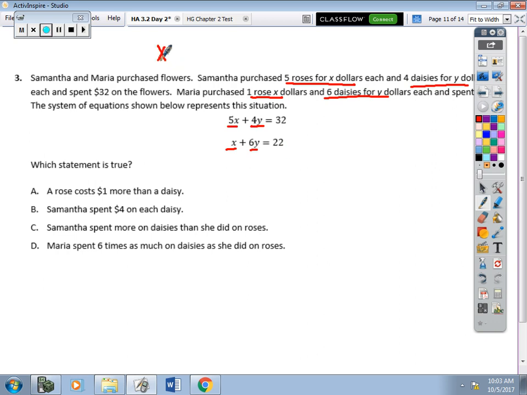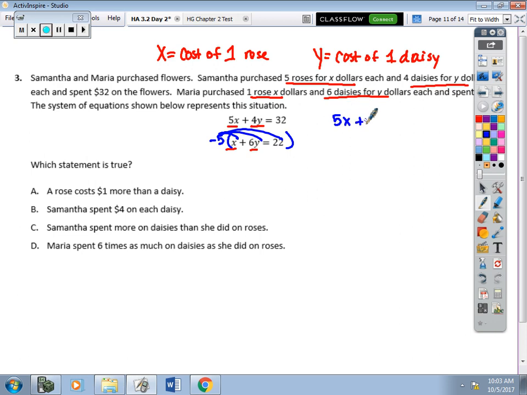So first of all, they're telling us that X equals the cost of 1 rose, roses for X dollars, and Y will equal the cost of 1 daisy. So we are going to solve this system. To solve the system, I would probably look at my coefficients, and I'm thinking I'm going to make this one into a -5. So to do so, I'm going to have to multiply the whole equation by a -5. The first one, I'm going to leave exactly as it is.